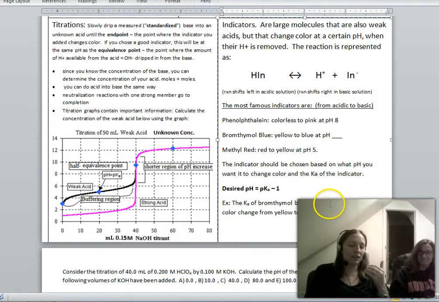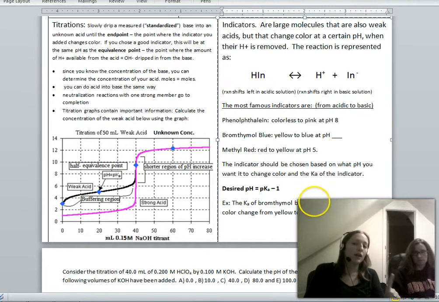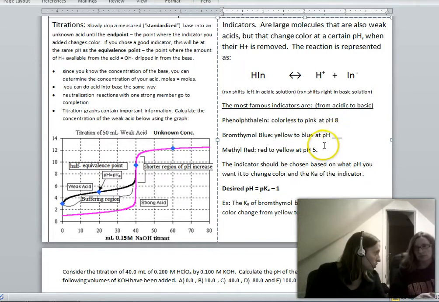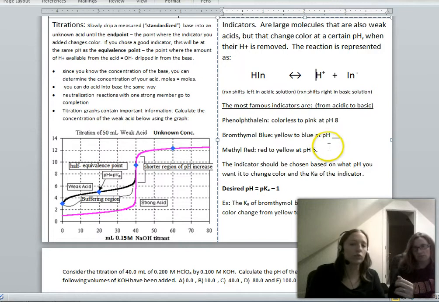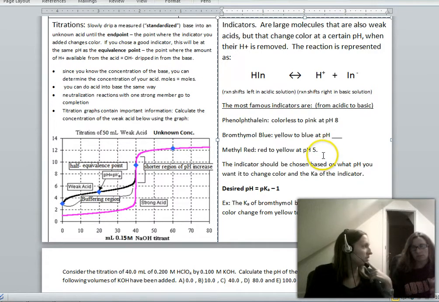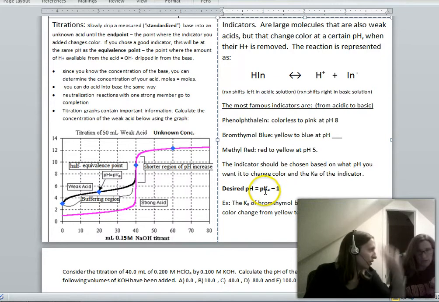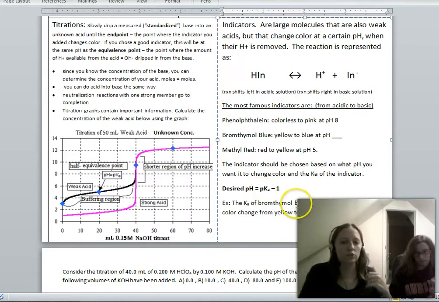The Ka is 1e to the negative 7. So what's the pKa? 7. At what pH is the color going to change from yellow to blue for bromothymol blue? 7 minus 1, which is 6. So it changes from yellow to blue at pH 6. So that's how you would choose that. You kind of go, well, I want it to change at something like pH 6, so I need to look for 1 times 10 to the negative 7th in my chart. Got it. So that's what you do.